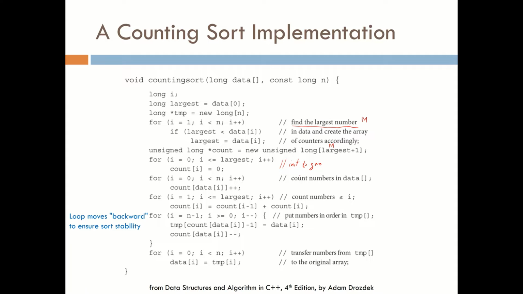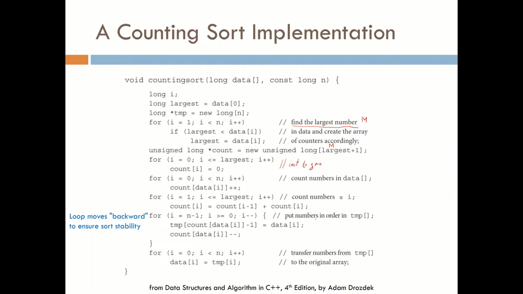And this is the first phase, which increments the counter at that location every time a particular value is seen. And this loop transforms it to having seen the number seen less than or equal to that particular value. And I'll go over this in an example.